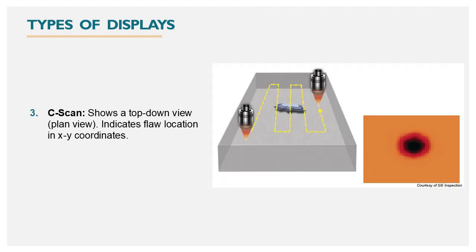Types of displays of ultrasonic examination or UT. Number 3 is C-scan. It shows a top-down view, plan view. Indicates flaw location in XY coordinates.